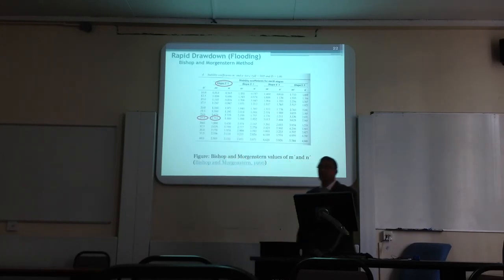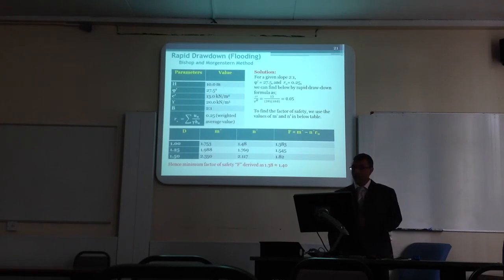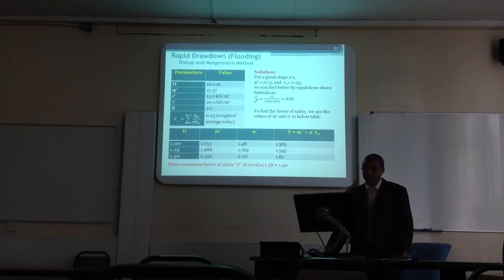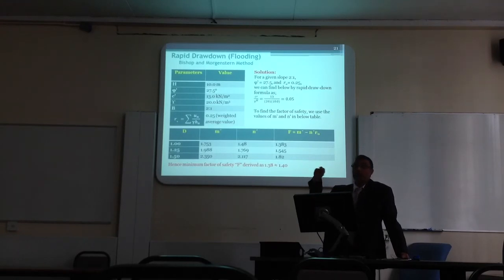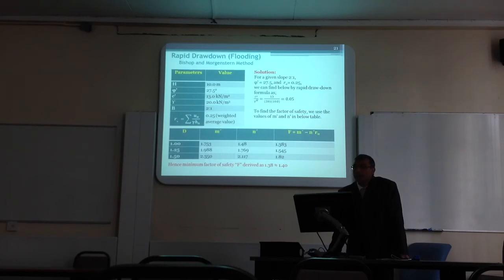Can you go back again to the other slide? You've got r_u of 0.25. Is that reasonable for rapid drawdown? This is a weighted average value, but for rapid drawdown, it's been taken for the point, the phreatic level. Yes, but you've got water high in the embankment. So is that a reasonable value to take? Well, I've taken this as an example. Is that from a publication somewhere? Yeah, this is from the publication, yes.